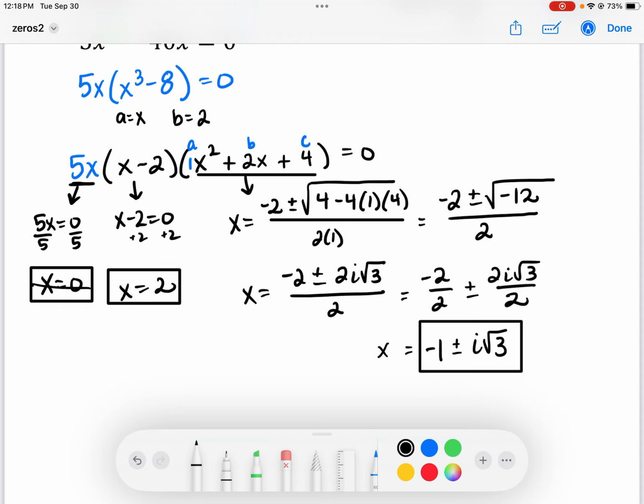So that gives us 1, 2, and 3, 4 solutions since there's that plus or minus.